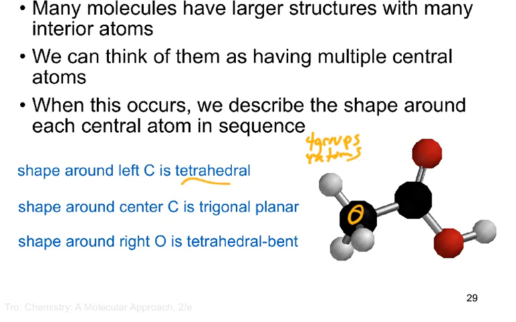So it's tetrahedral. The center carbon here has 3 bonds and no lone pairs, so it's trigonal planar. Our oxygen here has 2 bonds and then 2 lone pairs. When you see structures like this, you might have to fill in the lone pairs in your head just because they're not there. Make sure you're thinking it through because we don't always draw in lone pairs. So our oxygen here is tetrahedral bent.